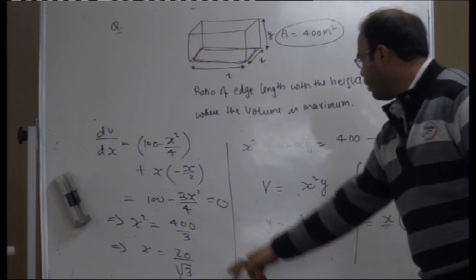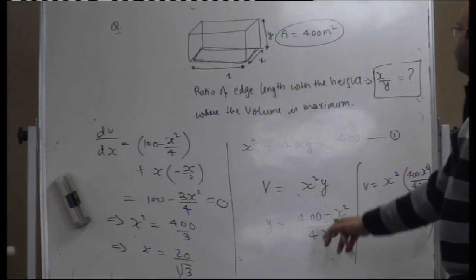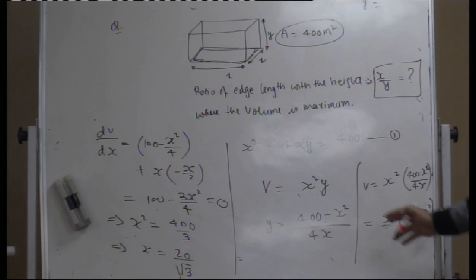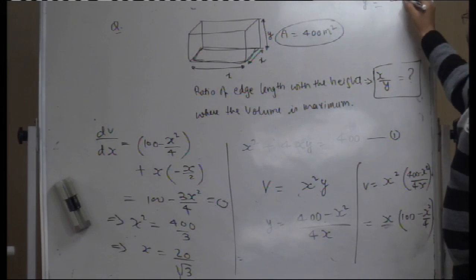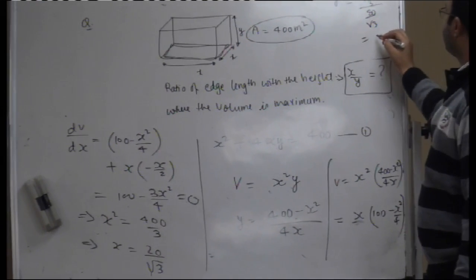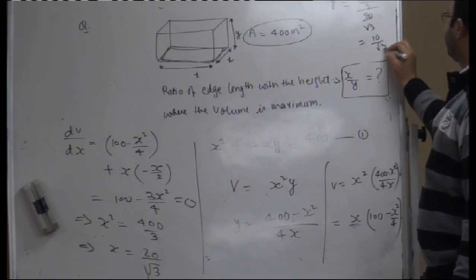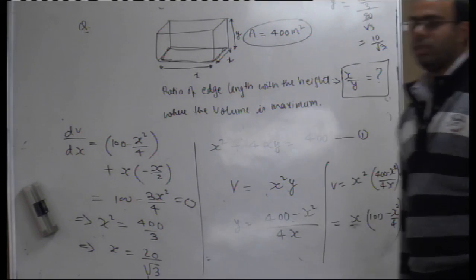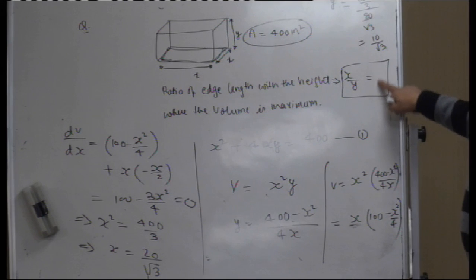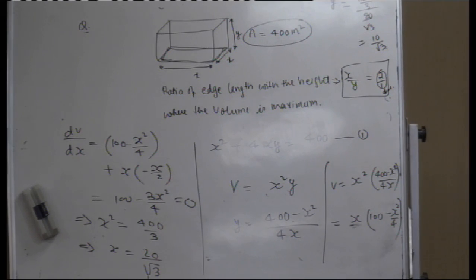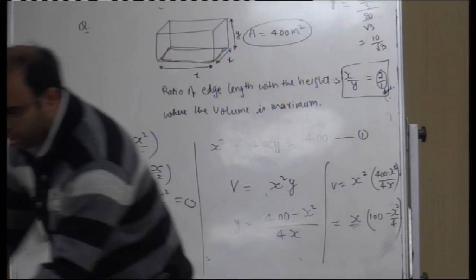So x equal to 20 by root 3, then you will find y. So y would come out to be 400 minus x square, that would give you 400 minus 400 by 3, that is 800 by 3, upon 4 into x, that would be 80 by root 3, that would come out to be 10 by root 3, and this is actually y, and x we have already, 20 by root 3. So the ratio which we have to find out, x by y, is actually 2:1. This is your answer. So this is another application.